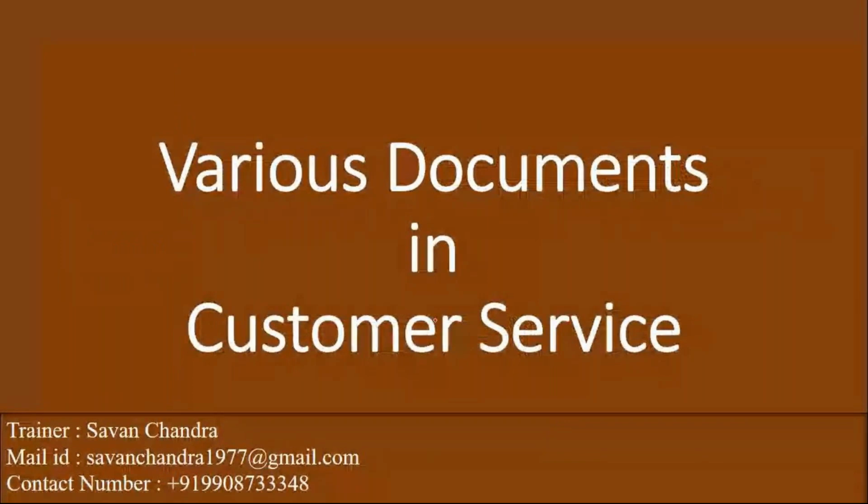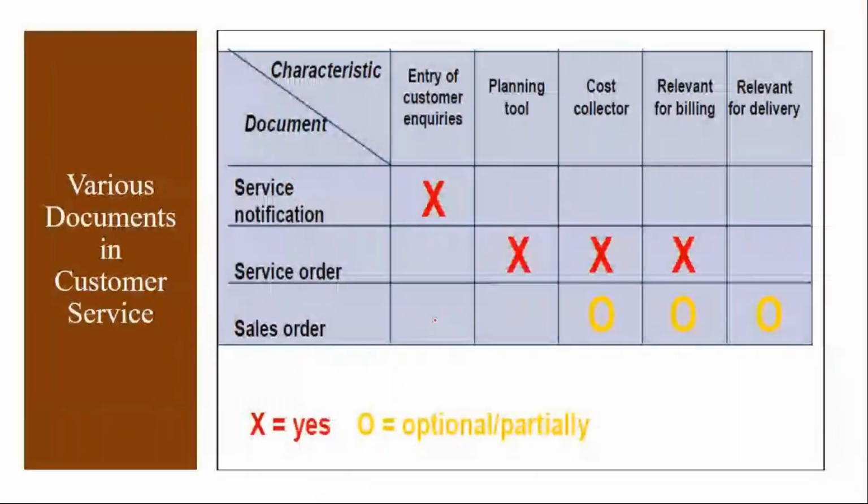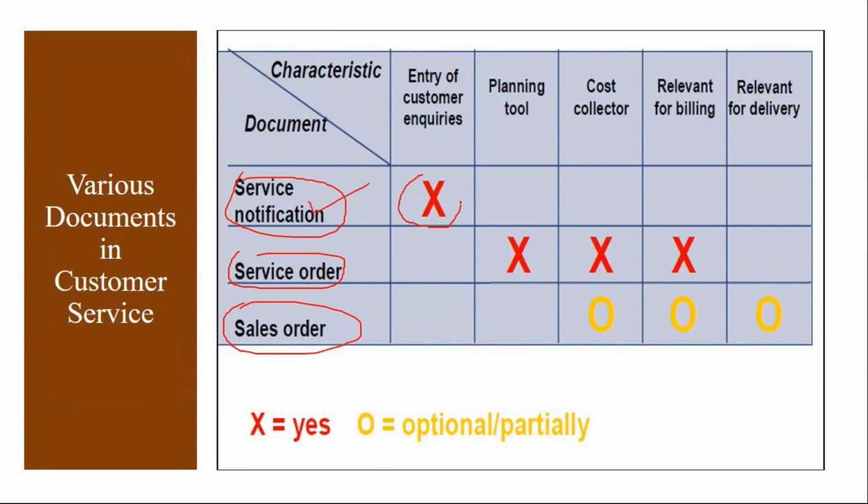Okay, so we have discussed all the business processes in CS. Now we will discuss the various documents in customer service. From here onwards, in the business processes, we will be using three types of documents. One is service notification, next one is service order, next one is sales order. Service notification is used for entry of customer inquiries. It is just for documentation purposes.